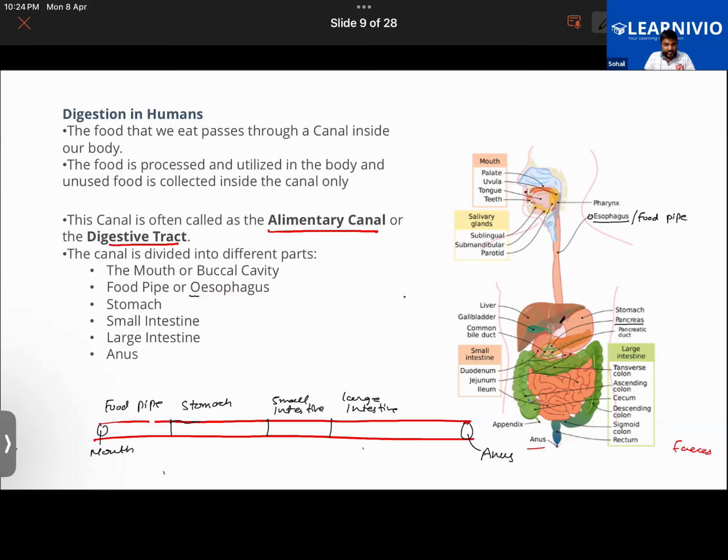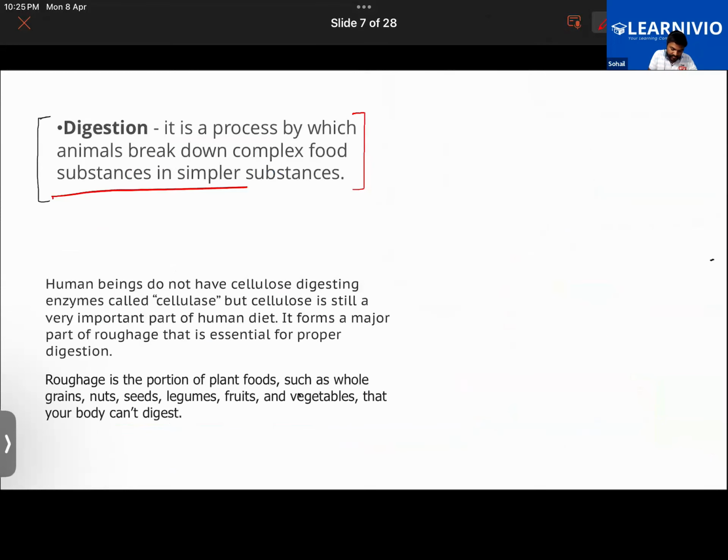Then you have the stomach, small intestine, large intestine, and finally the anus. Count how many parts there are: 1, 2, 3, 4, 5, and 6. Now in this compartment, we have seen that several organs are there: the stomach, small intestine, and large intestine. These are the organs, not the esophagus. The esophagus in itself is not an organ, it's just a pipe-like structure. You must have written this first over here.